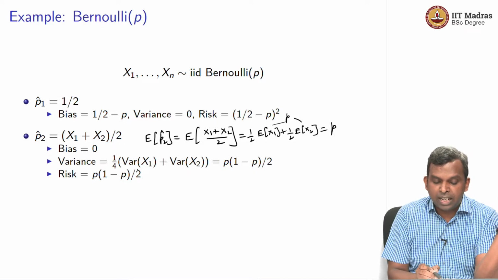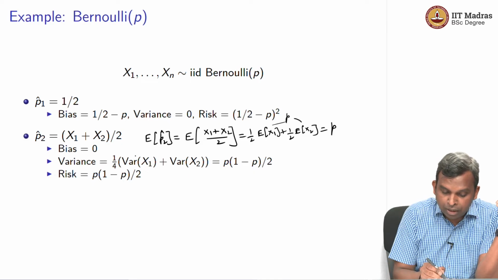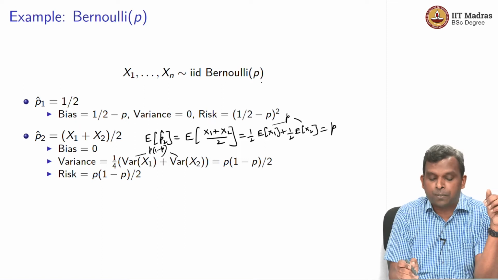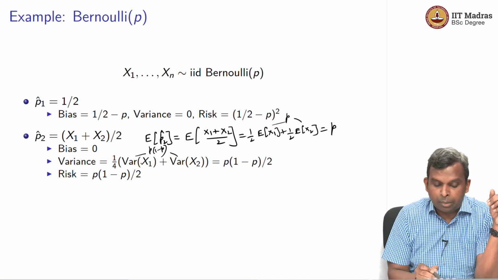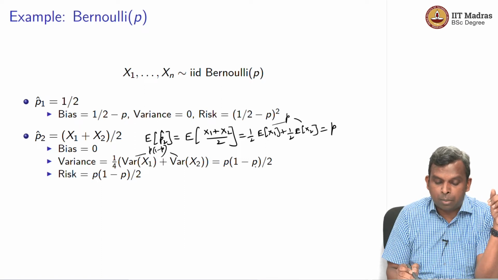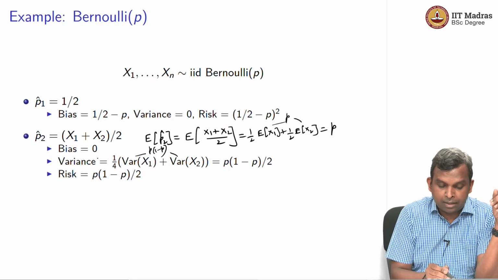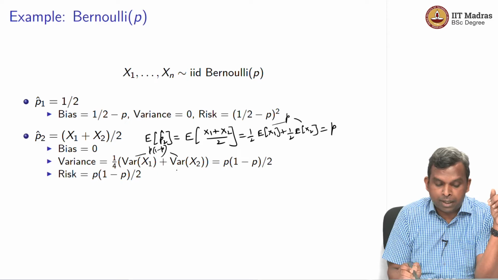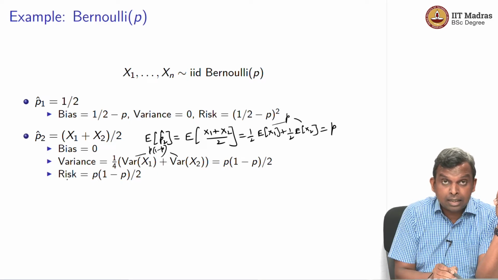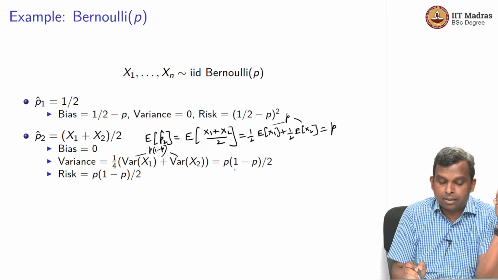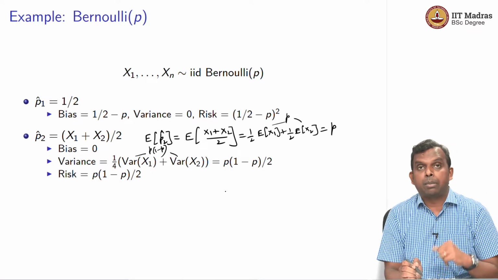Okay. What is the variance of x1? Each of these guys is p times 1 minus p, right? So that's the variance of a Bernoulli p distribution. Okay. So 2p into 1 minus p by 4, that's p into 1 minus p by 2. So, risk. Okay. So bias is 0, variance is p times 1 minus p by 2. What is risk? Risk is bias squared plus variance. So that's just 0 plus this guy. So it's p into 1 minus p by 2.